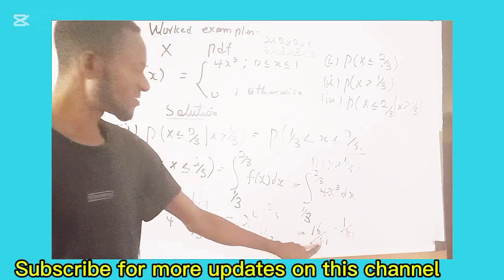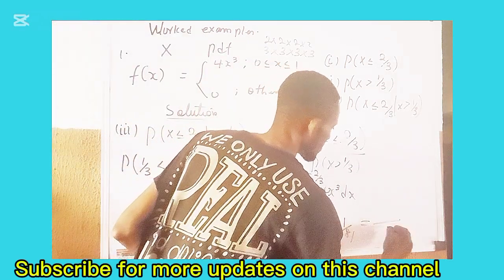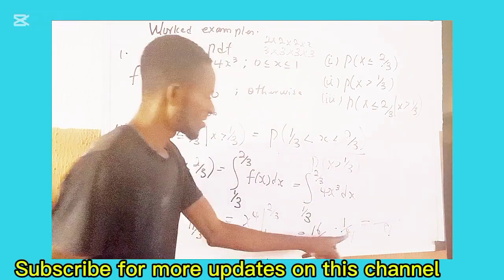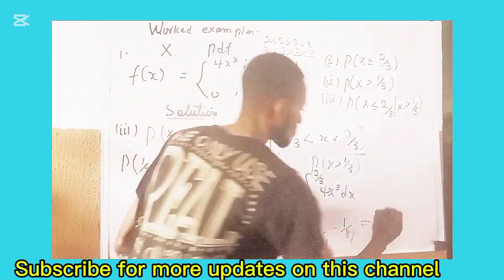The LCM of this and this is 81. So you have that this thing becomes, this is 81. 81 divided by 81 is 1, 1 times 16 is 16. So 16 minus 1, you have 15.